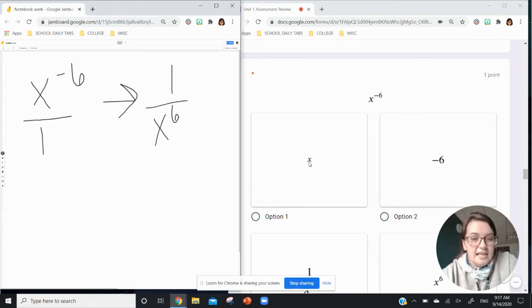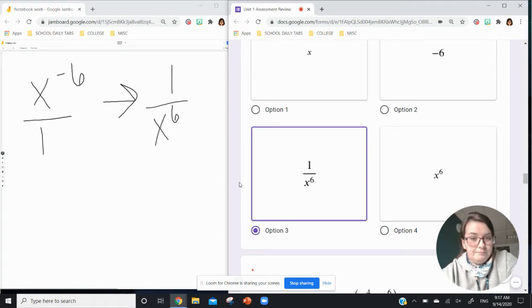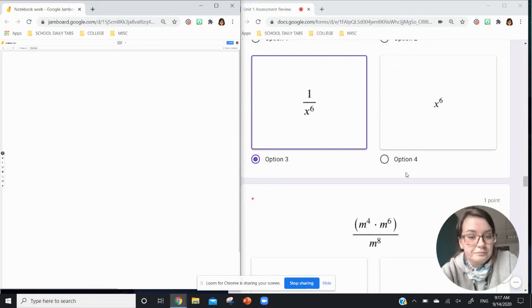So this just has x to the negative 6, no. This has the fraction that I need. And this just changed the sign. I can't just change the sign. I have to do the reciprocal. So it looks like option 3. And all of these rules are in your notebook too, guys. Every single one of them.